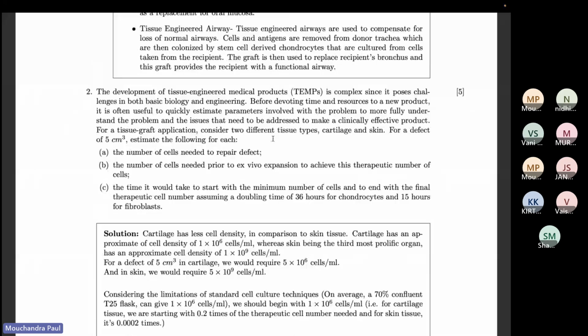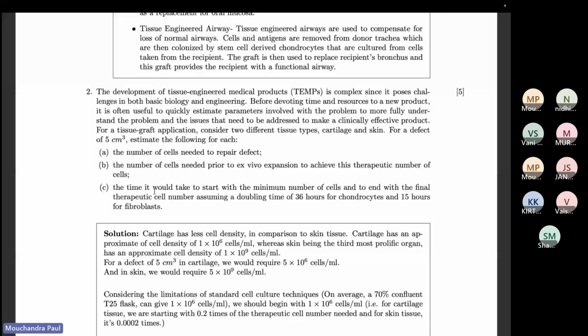Here they have given you two tissue types: one is the skin, another is the cartilage. From our class discussion, you already know that cartilage contains a small amount of cells. It is mostly ECM, whereas skin is a very proliferative organ. So the cell numbers inherently present in cartilage and skin will not be the same. That is the first thing to note. Many of you took the same assumption that both tissue types will have the same cell number and did the calculation for part A. That is again going to be incorrect.